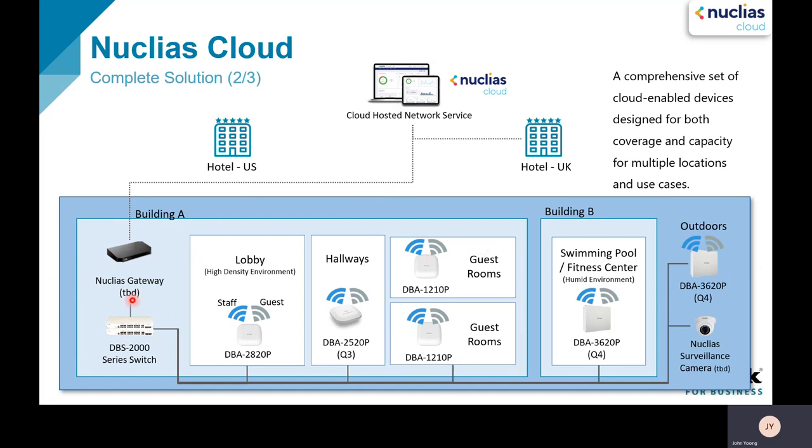For example, the Nuclias Gateway coming soon, and for our switch, it's called the DBS 2000, followed by all our APs, individual rooms or even the lobby, swimming pool, and you will be able to see the AP status and the client's information. And not just that, we have the Nuclias surveillance camera coming soon also.